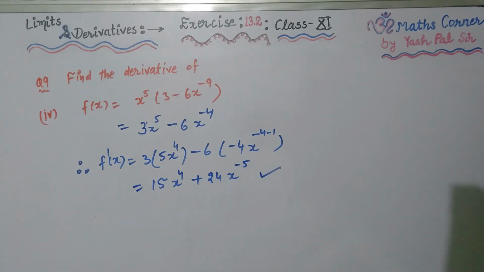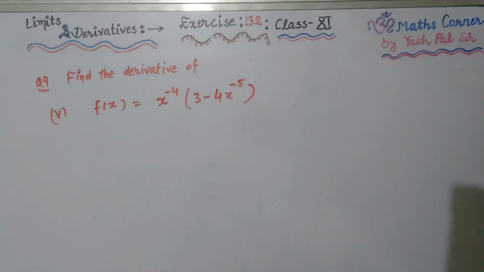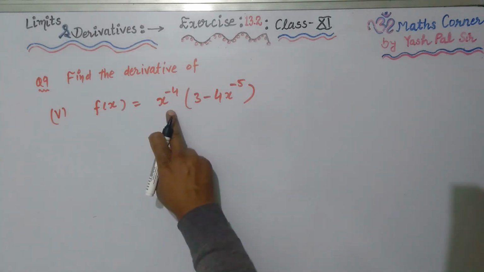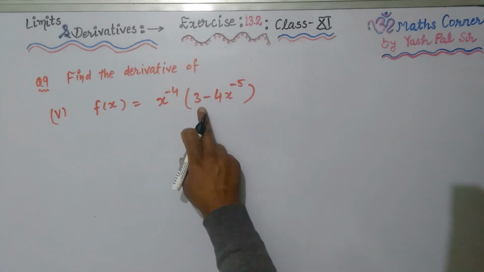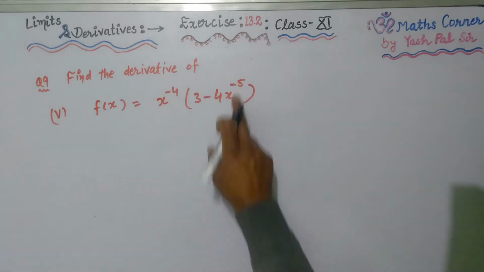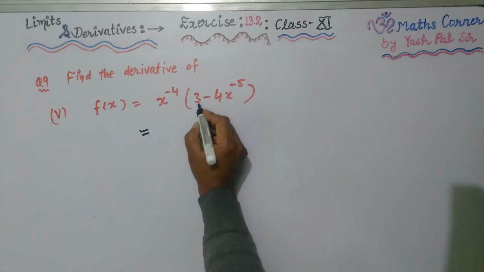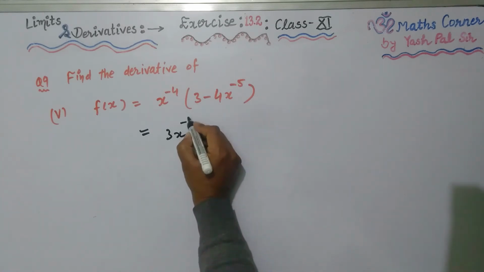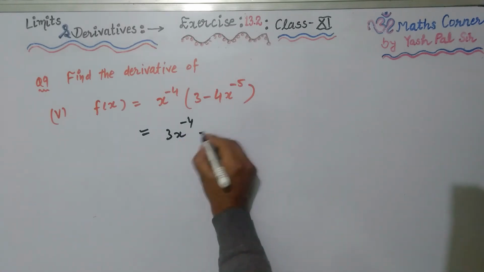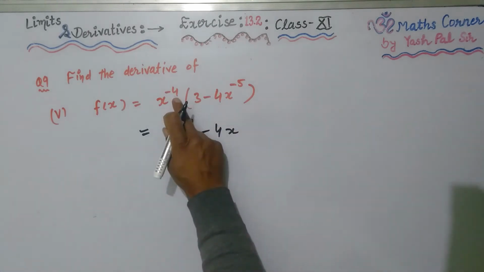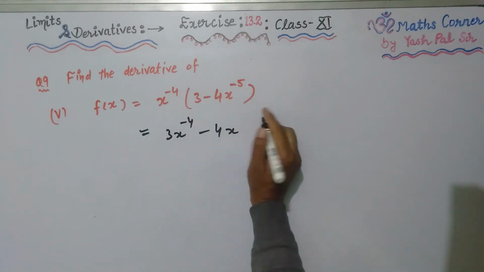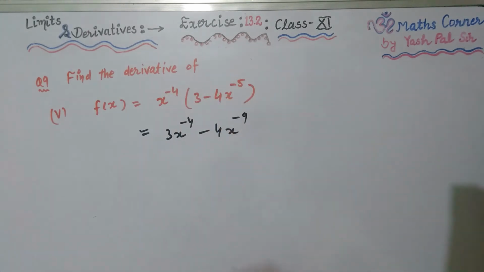Now next part. Part number 5, here f of x is equal to x power minus 4 into 3 minus 4 into x power minus 5. Here also we solve the question. This becomes 3 into x raised to power minus 4. Next is minus 4 into x power minus 4 into x power minus 5, which is x power minus 9.